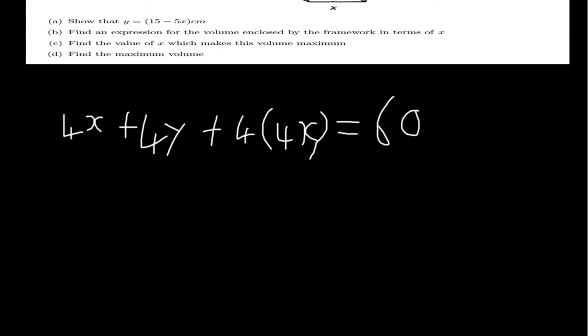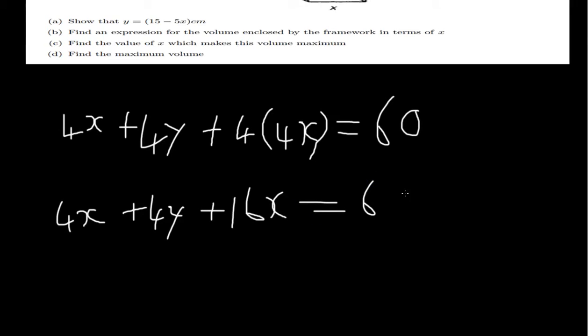Let's proceed. So this 4x, I'll write it there, then plus 4y. And then this is 4 times 4, I'm getting 16. So 16x is equal to 60. So I'm supposed to be looking at this one because this is what I want to get. So I'll add 16 plus 4. 16 plus 4 gives 20.